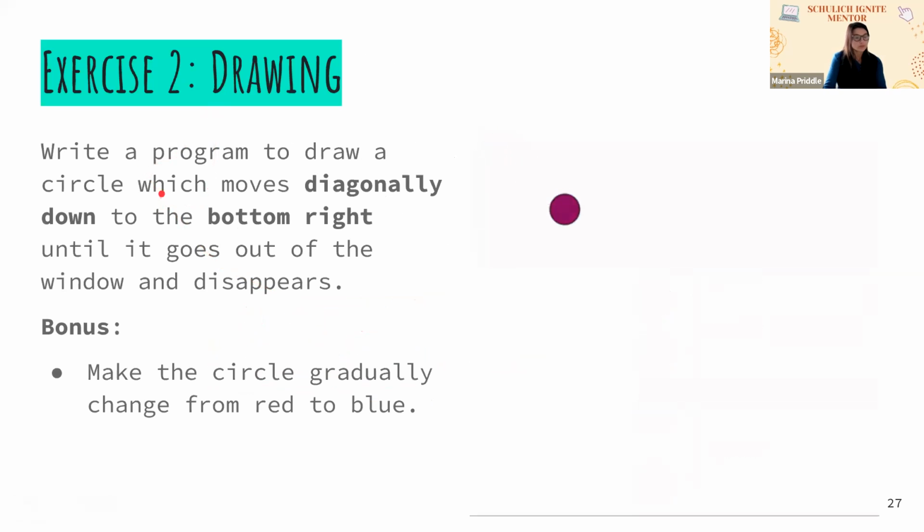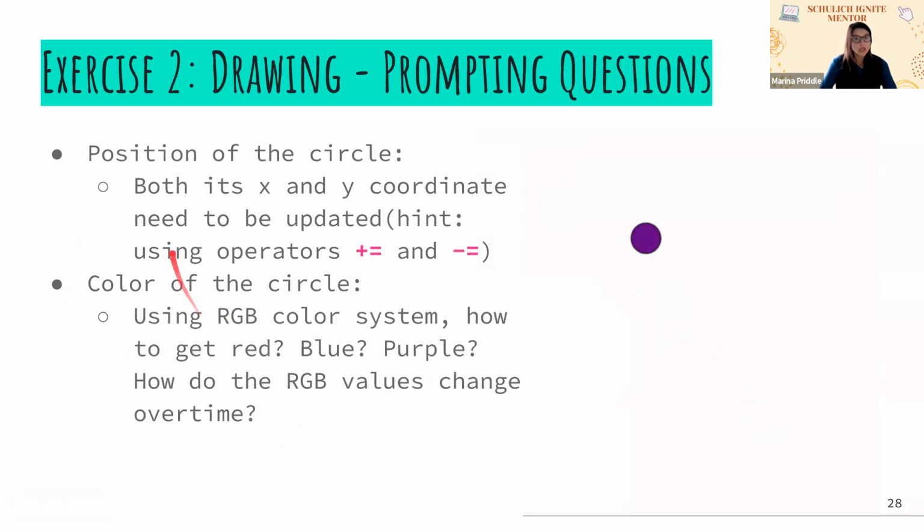That brings me to exercise number 2. In exercise number 2, you will need to write a program to draw a circle which moves diagonally down to the bottom right until it goes out of the window and disappears. You can make the circle gradually change from red to blue. Here are the things you need to think about. First, the position of the circle: both its x and y coordinates need to be updated.